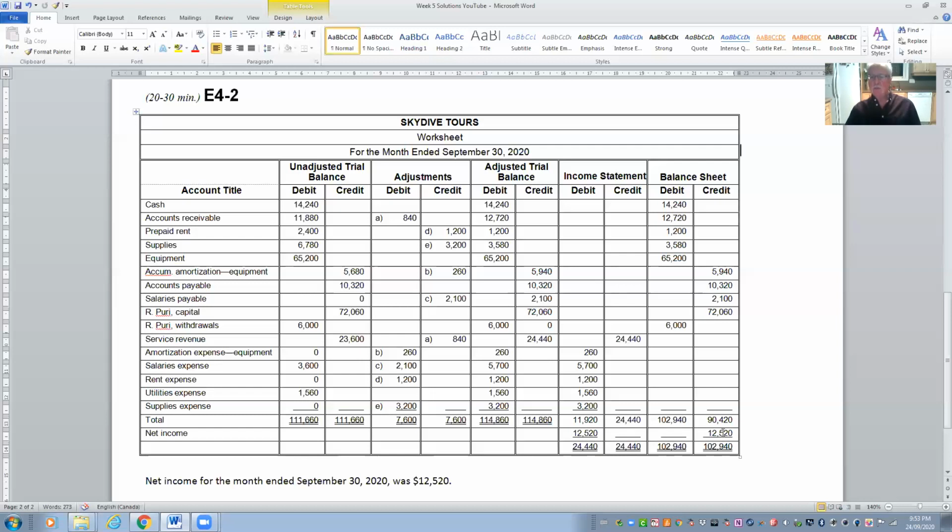The other reason too, in this case, with this being a net income, that's actually increasing your net worth or your owner's equity, and that's what this would do by adding the credit here. The secondary part of the question was asking what was the net income for the month ended, and that's just simply this amount back here. And again, that was the difference between your revenue and expenses. So it was a net income of $12,520.